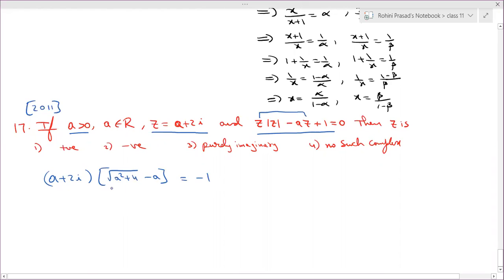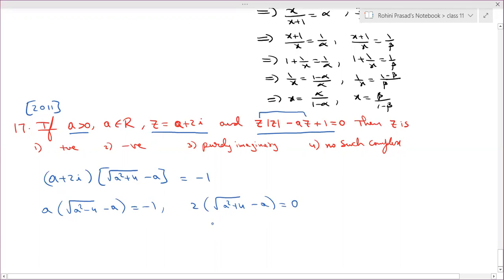Now if you equate the real part and imaginary part: 2 into this equal to 0. Real part: a into this is equal to minus 1. So a into root of a square minus 4 minus a equal to minus 1, and 2 into root of a square plus 4 minus a equal to 0. It's not like one of those needs to be true. Both of them need to be true.